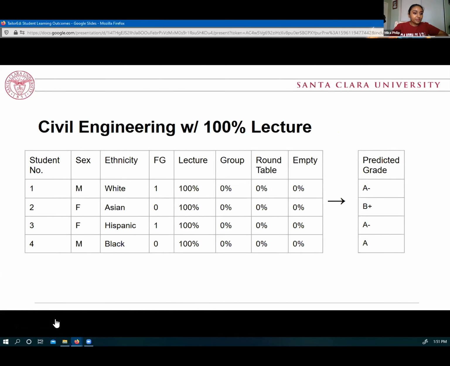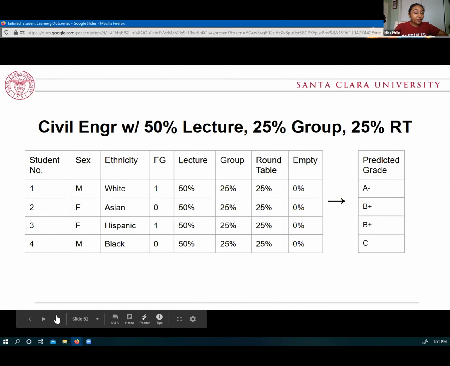Next slide. However, that was for CTW, but that doesn't mean it will apply for all subjects. In this case with civil engineering, if we have 100% lecture, we have a good mix of A's and B's. But if we apply that same all-rounded model, the grades drop, which is not very good. So it's not one model fits all. It's nice to see that the model recognizes that, but there are some limitations.